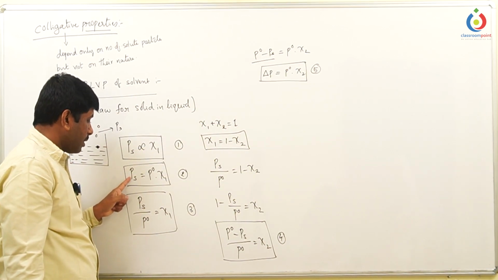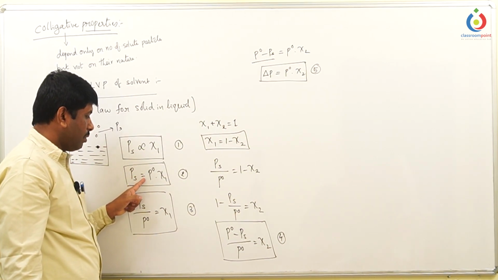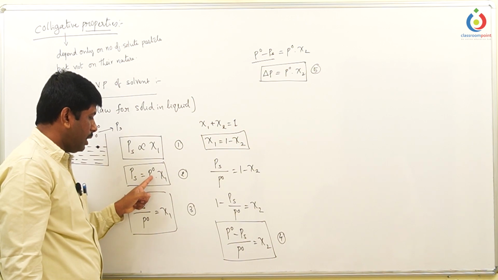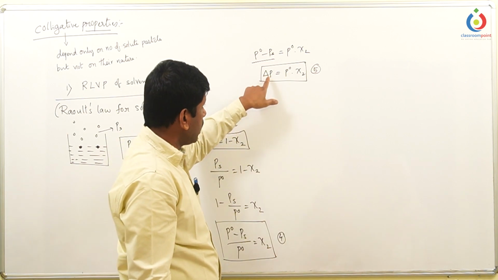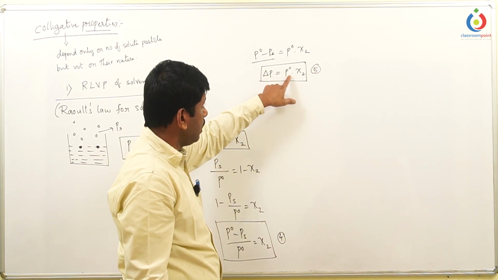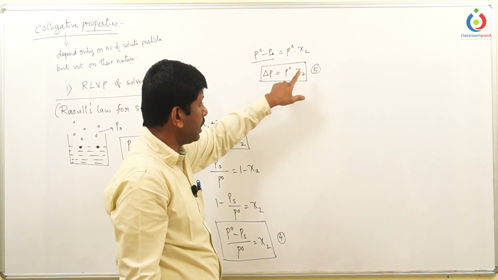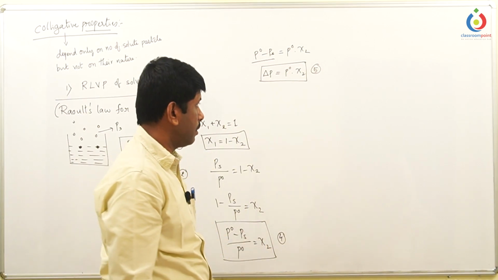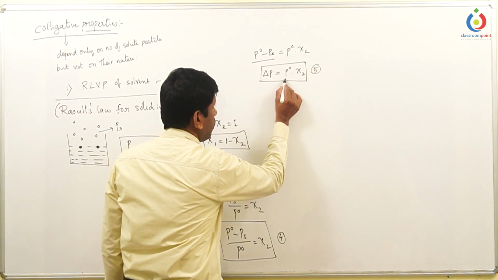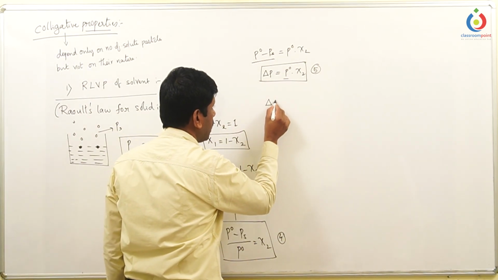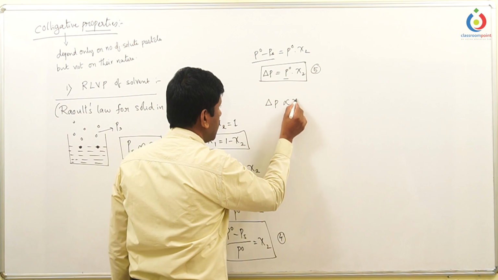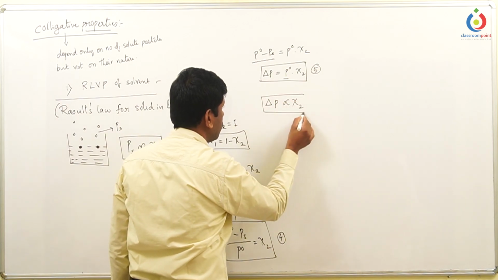Now you should not get confused between this form and that form. Here it is about the vapor pressure of the solution being equal to the product of vapor pressure of the solvent and the mole fraction of the solvent. Here the lowering of vapor pressure is the product of the vapor pressure of the solvent and the mole fraction of the solute. Now let us try to replace this P0 value using the proportionality symbol so that we can write delta P is directly proportional to the mole fraction of solute.